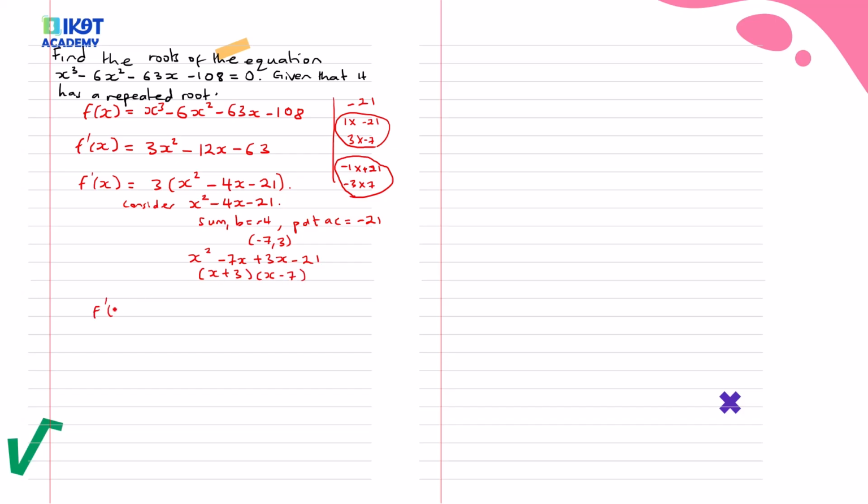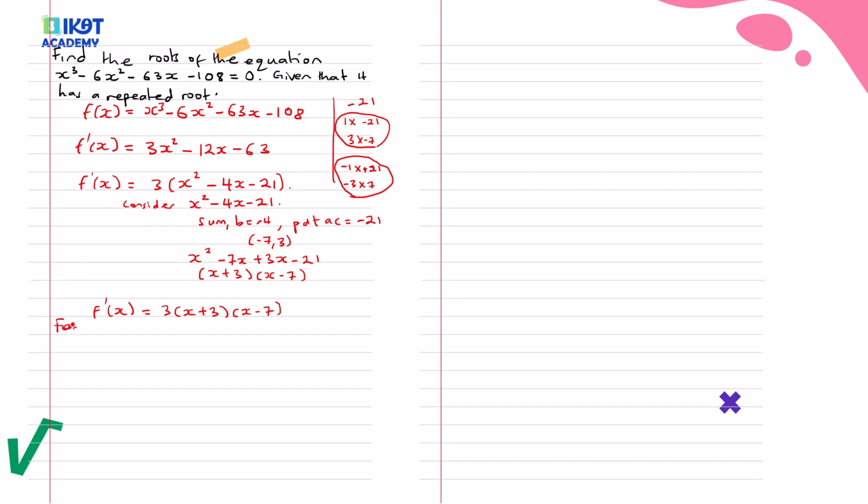So eventually we have f dash of x equals 3 times x plus 3 times x minus 7. So the factors are x plus 3 and x minus 7. But even if someone had not factorized and maybe had 3x plus 9 as one of their factors, it would still be correct and give the same answer. It's just that when you take out the 3, it makes this easier to solve. If you don't, you still get the answer, it will just take somewhat longer.